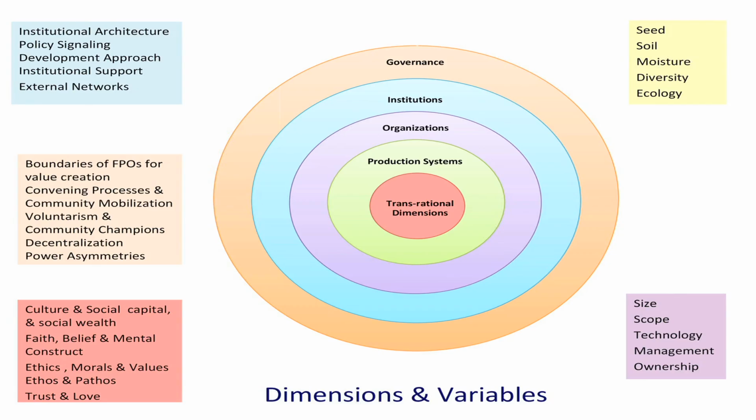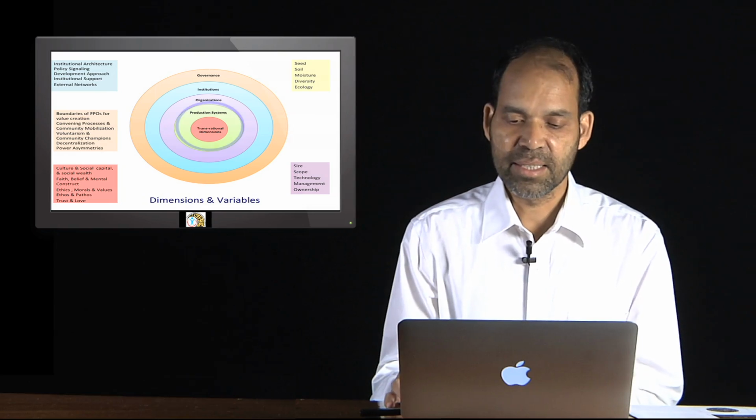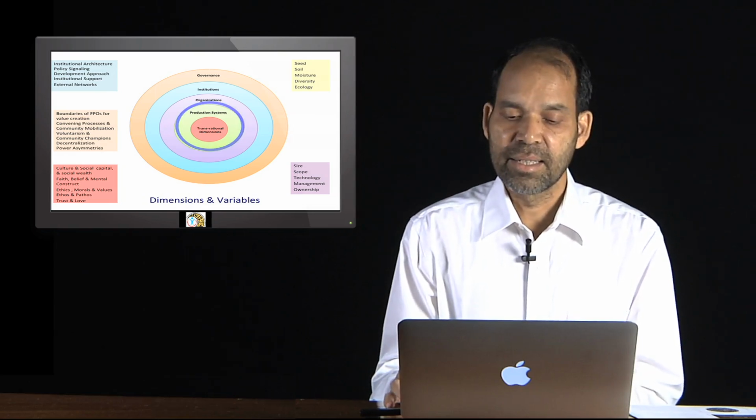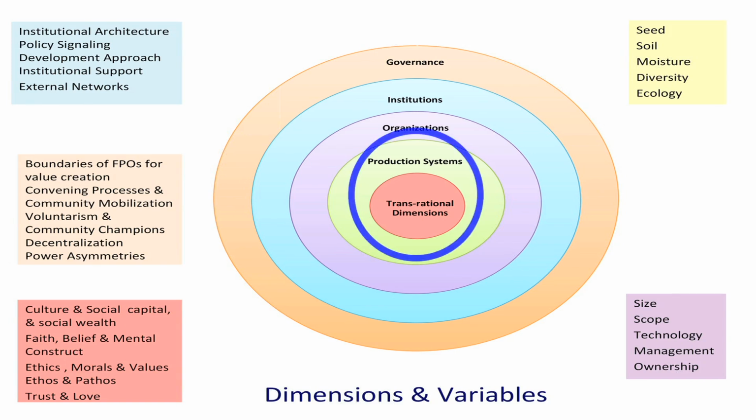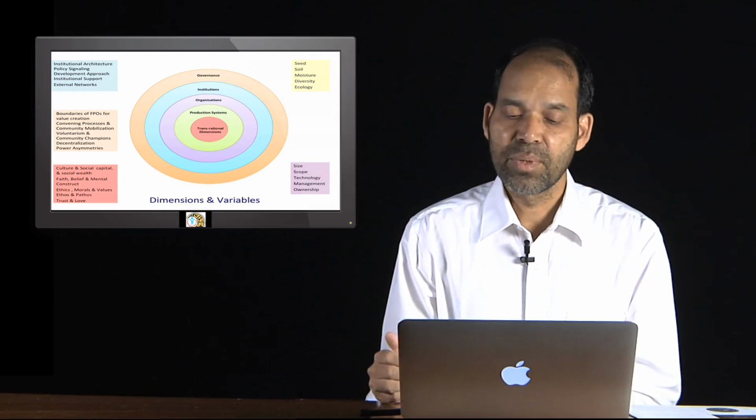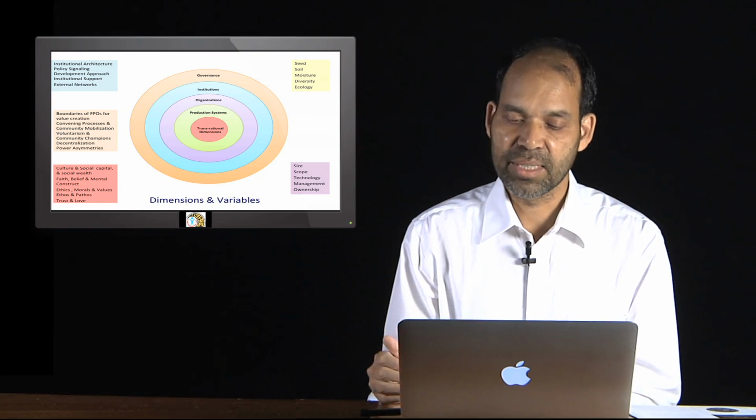And the dimensions that we encounter, and you can see in these slides, are the dimensions of production systems that we have, which includes primary, secondary and tertiary production. Although in our research we have focused primarily on the production in the primary sector, in the agricultural sector.